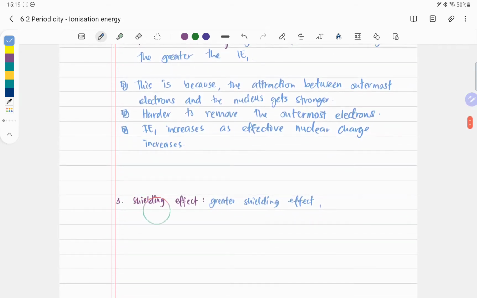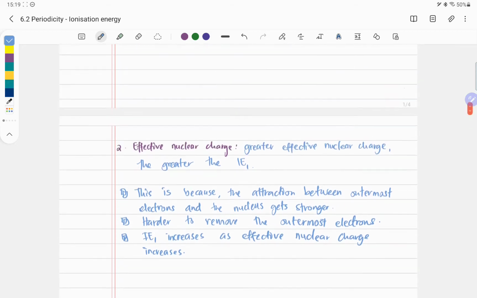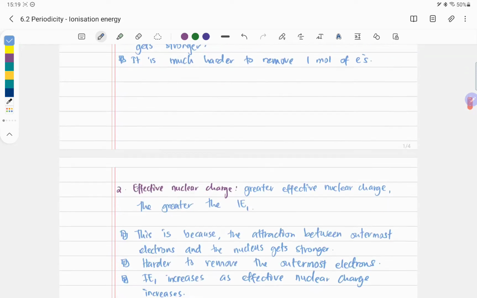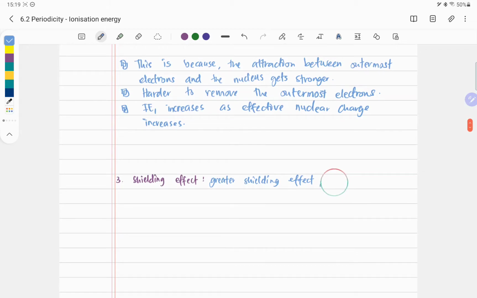And then we look at the third factor, which is the shielding effect. As we know, the shielding effect relates to size: if the shielding effect gets higher, the size becomes bigger. And if the size is bigger, the electrons become further away. So it is opposite to the atomic radius factor. So the greater the shielding effect, the further the outermost electrons.